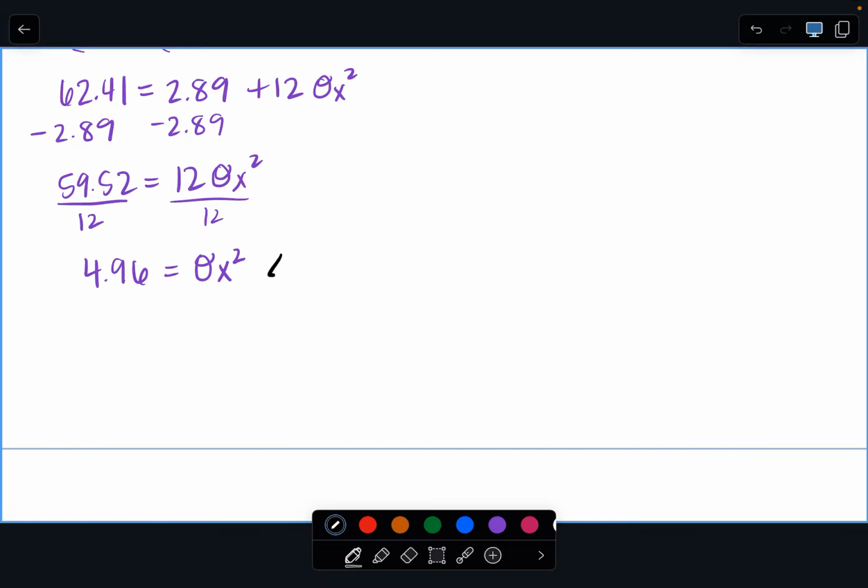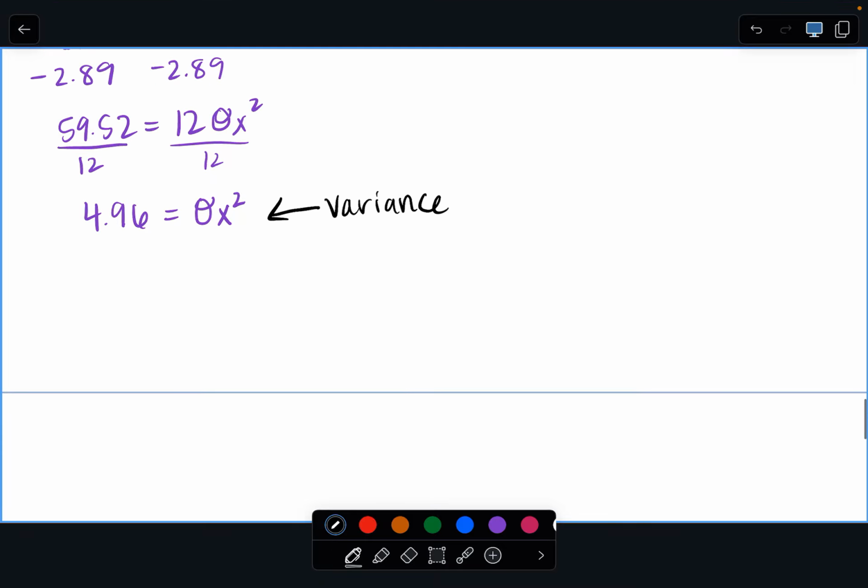Now, if this question only wanted the variance, this would be the stopping point because I have sigma x squared. This is my variance value. But they wanted us to find standard deviation. So I have to take the square root of both sides to take it all the way to standard deviation. So 2.23 grams is equal to sigma x.